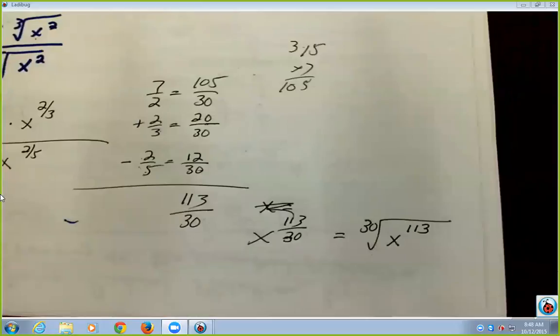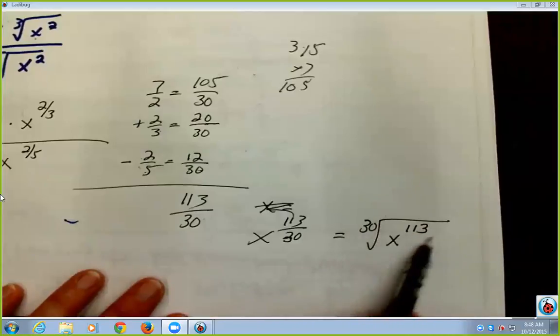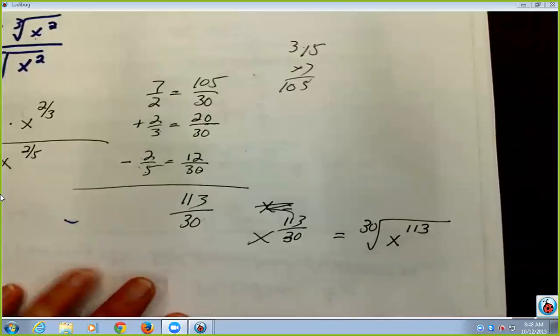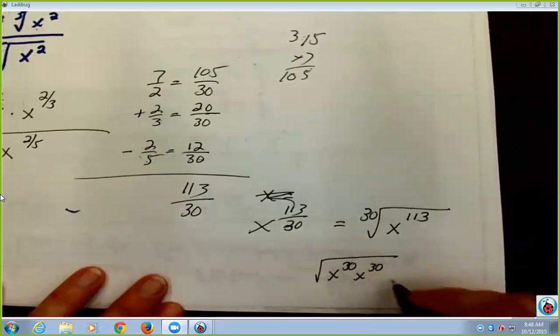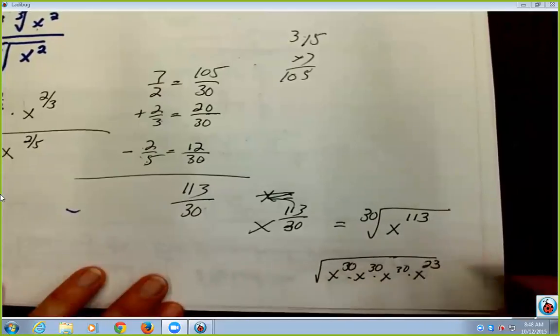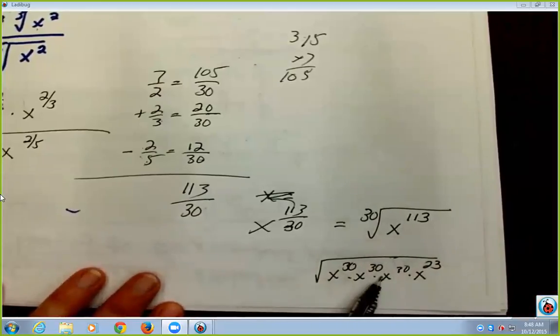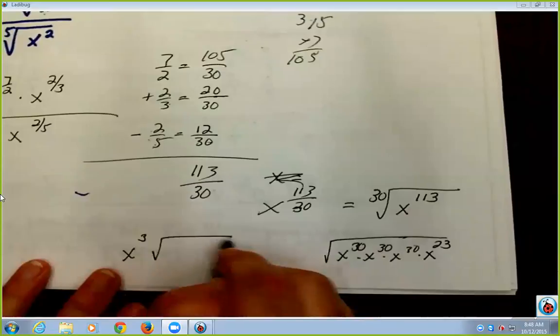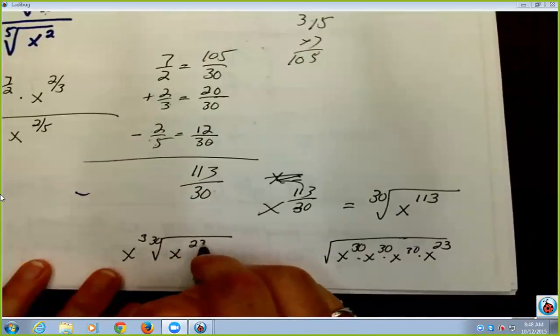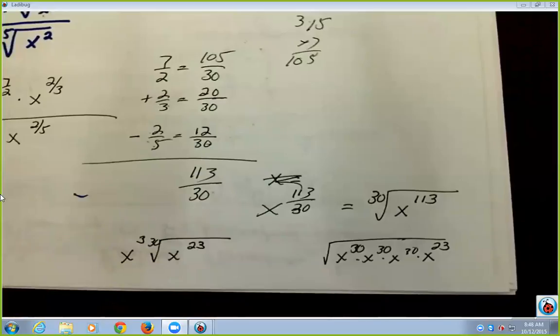And what do we recognize from 9.2? What would happen to this? So 9.2, I'd have to simplify it. How many 30s are in 113? There's 3 of them, and so that would mean I can take x to the 3rd power out, leaving me x to the 23rd inside. So if I simplified it, that would be what my answer would be.